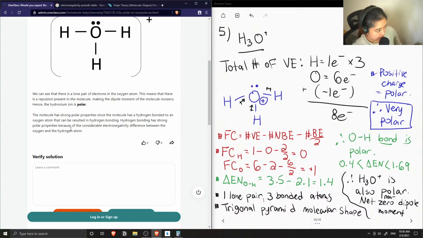Hence, it's polar. The molecule has strong polar properties since it has a hydrogen bonded to an oxygen, which can result in hydrogen bonding. Hydrogen bonding has strong polar properties because of the considerable electronegativity difference between the oxygen and the hydrogen atom. Okay, so this solution is correct.